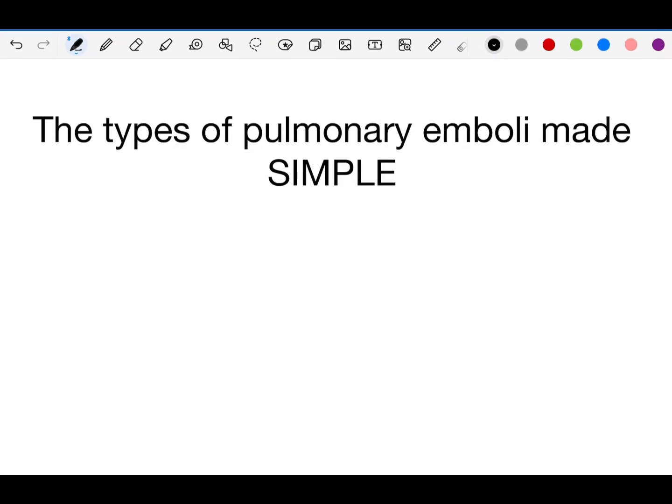And today we will just be discussing the types or the classification of different pulmonary emboli made simple. All right, guys, let's go ahead and get into it.